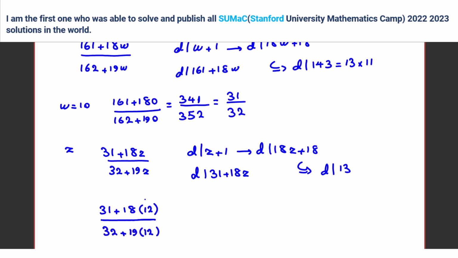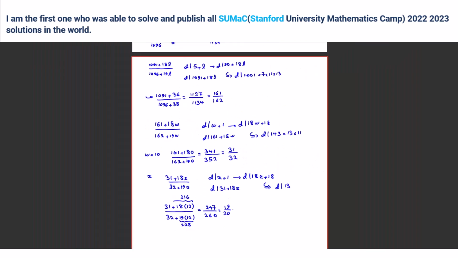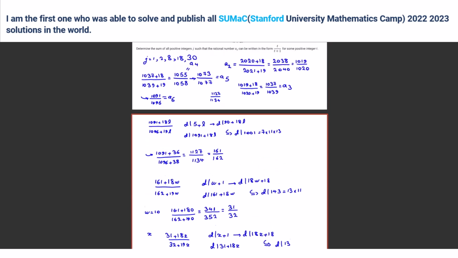18 times 12 is 9 times 24, 216. So it will be 247 over 260, right? And we should divide it by 13. That gives 19 over 20, right? Yeah. Okay, so these are our J's.